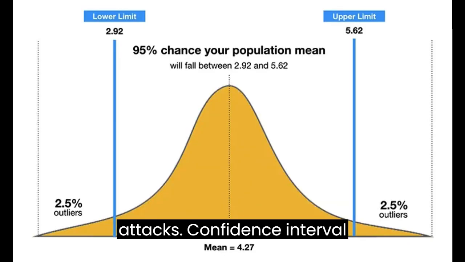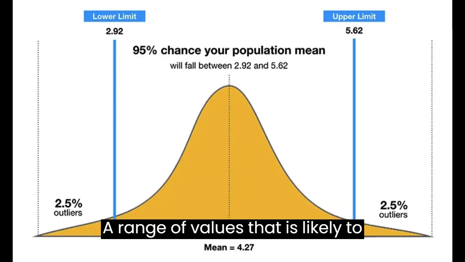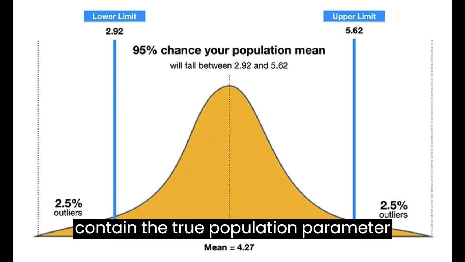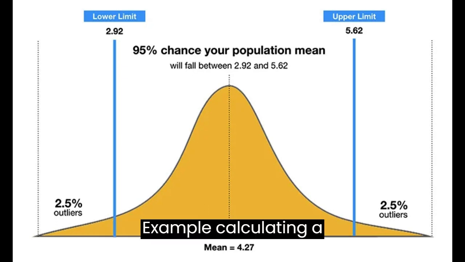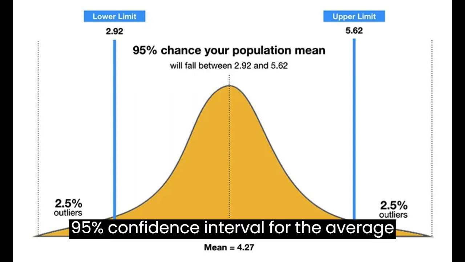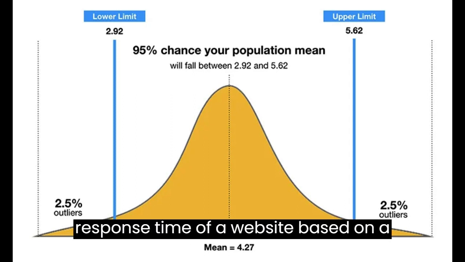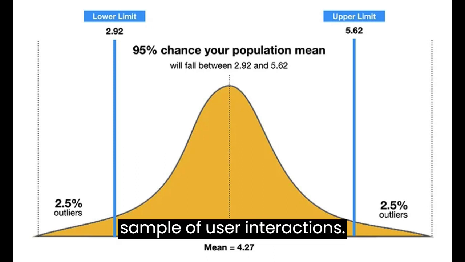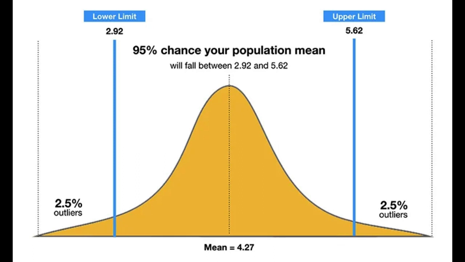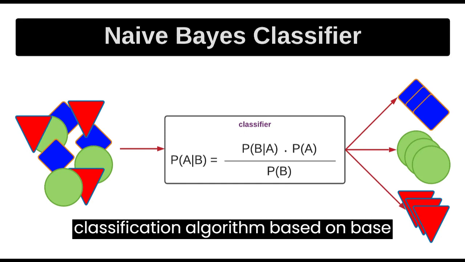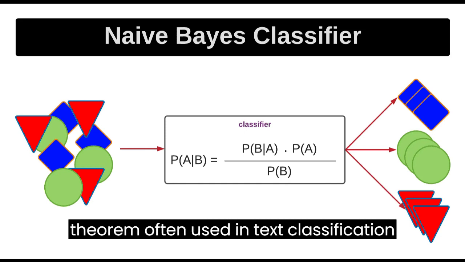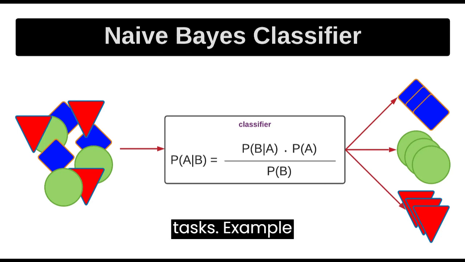Confidence interval, a range of values that is likely to contain the true population parameter with a certain level of confidence. Example: calculating a 95% confidence interval for the average response time of a website based on a sample of user interactions.